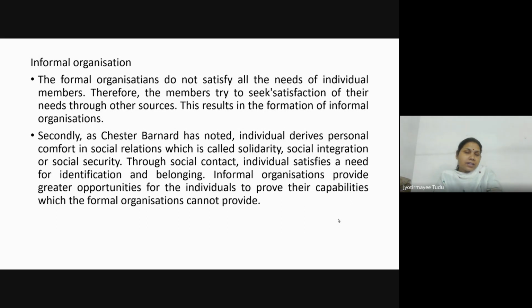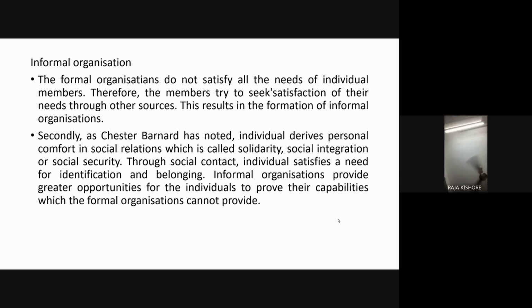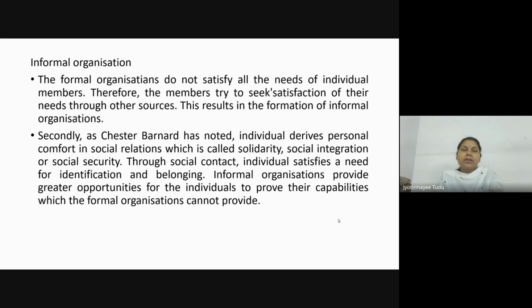But the legal-rational structure of the organization does not allow us to behave in such a manner, because we need to behave as per the rules. The rule suggests becoming professional. So if any grievance occurs at the individual level, it needs to be ventilated somewhere. So it actually leads towards the creation of informal organization.